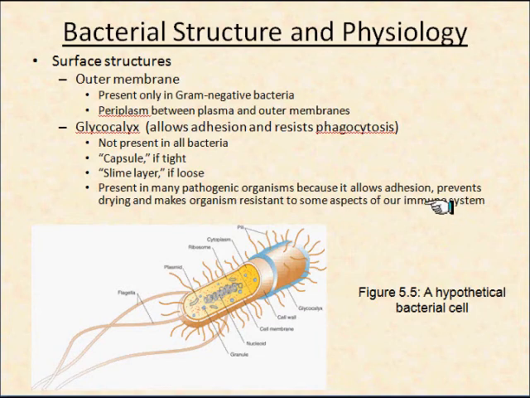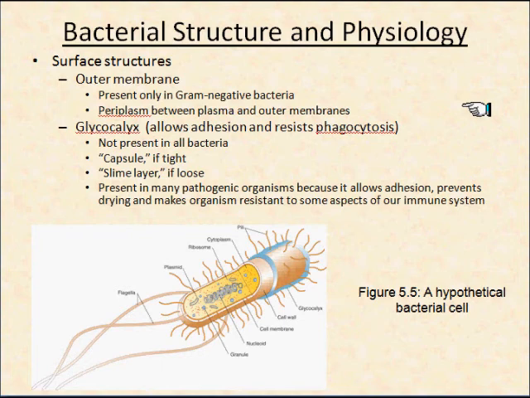There are other things that exist on bacteria as well, some surface structures. In gram-negative bacteria, we will see an outer membrane, and lying between the cell membrane and this outer membrane is a material called the periplasm. And this consists of a number of enzymes. It has material that is being broken down for nutrients. It is an important part of these gram-negative bacteria.